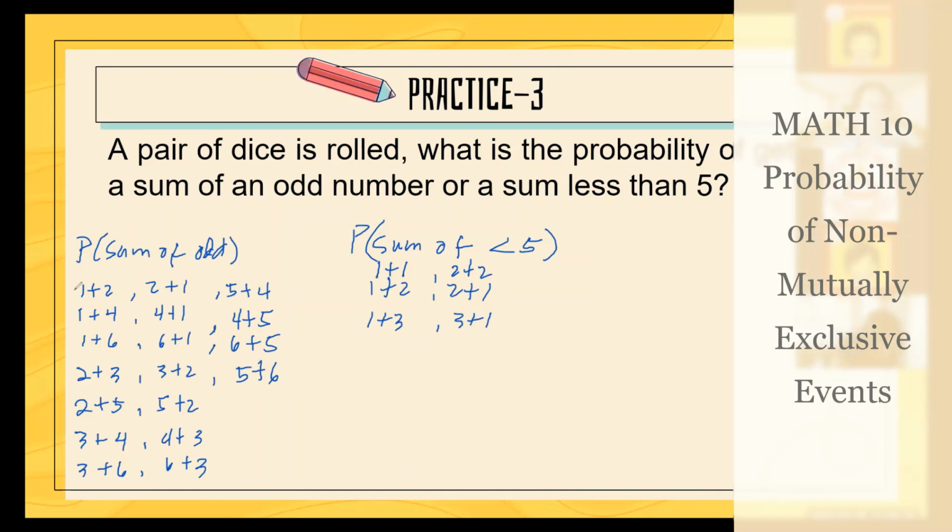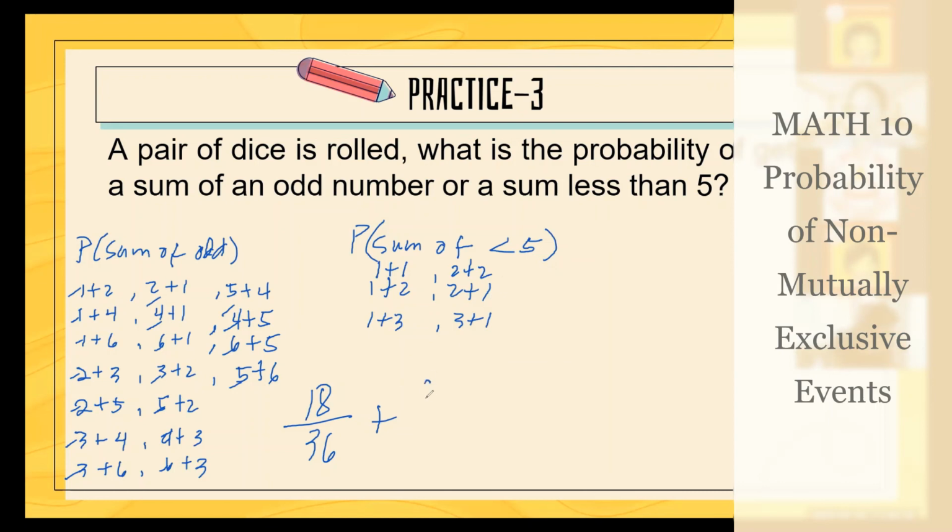I think enough. Let's count. 1, 2, 3, 4, 5, 6, 7, 8, 9, 10, 11, 12, 13, 14, 15, 16, 17, 18. Tama? So, 18 over a pair of dice. So, 36. Basta a pair of dice or 2 dice, 36 lagi.